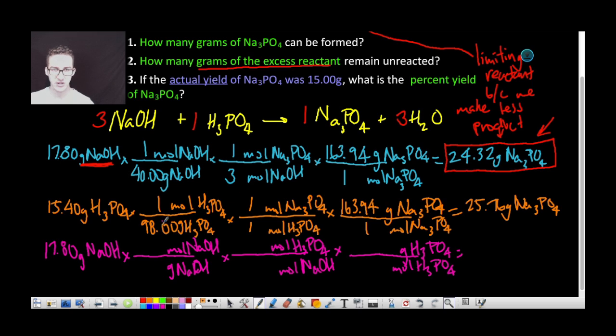Some quick numbers here to plug into our conversion factors. Again, 1 mole of sodium hydroxide is 40 grams. This relationship here comes from the balanced chemical equation. For every 1 mole of phosphoric acid, we need 3 moles of sodium hydroxide. And then the molar mass of phosphoric acid is 98.00 grams. We bust this into our calculator to get 14.54 grams of phosphoric acid.